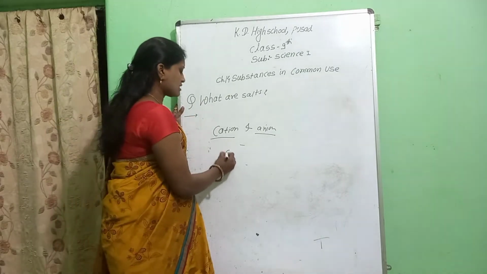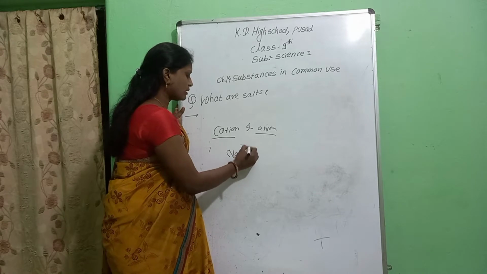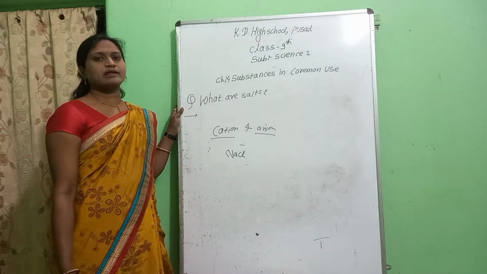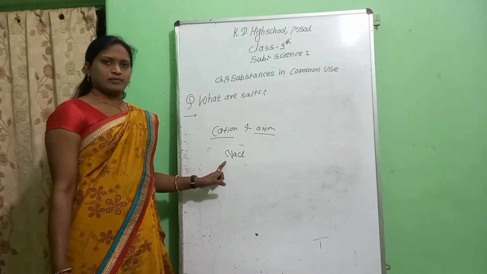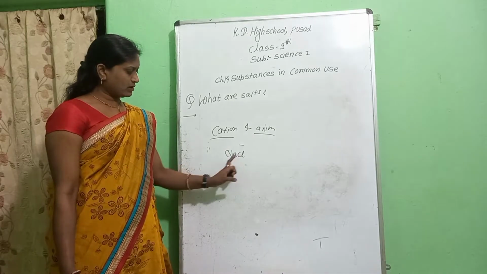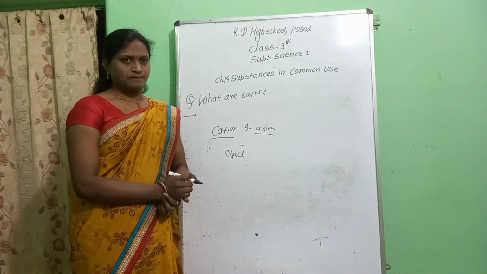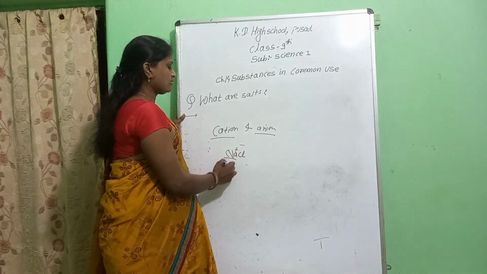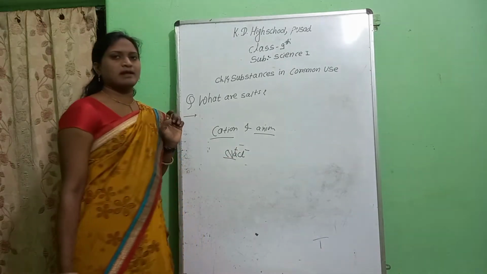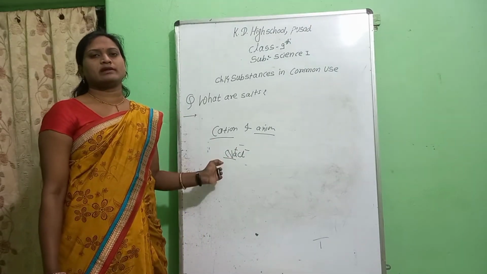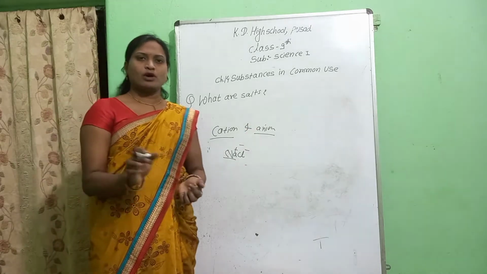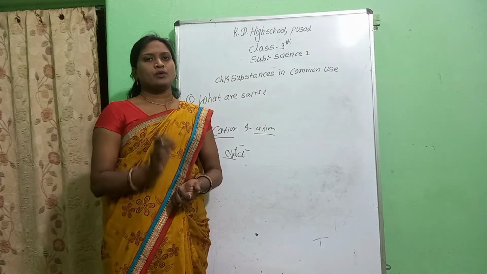For example, NaCl. The name of this salt is sodium chloride. We can call it common salt. It contains Na plus as a positively charged ion and Cl minus as a negatively charged ion. So it contains only a cation and an anion, but not H plus and OH minus ions.